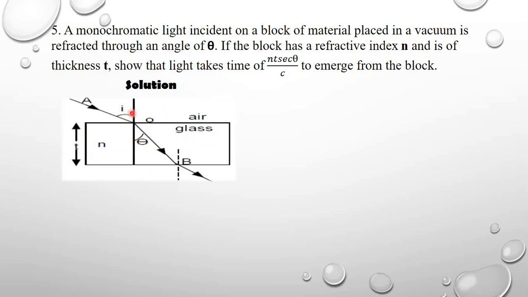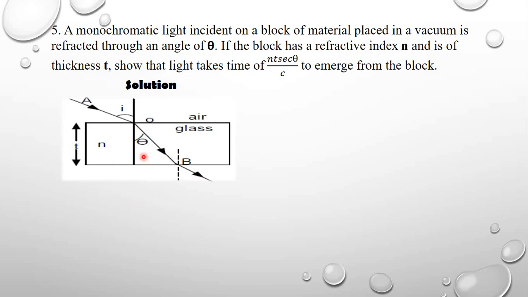So we shall need to get the time for it to move from O to B. That's the time needed. But remember, for you to get that time, we can get it by getting first the distance and then the speed. If we can get the speed in this glass and then the distance OB, we can get the time taken to move from O to B. So first of all, let us get that distance OB.